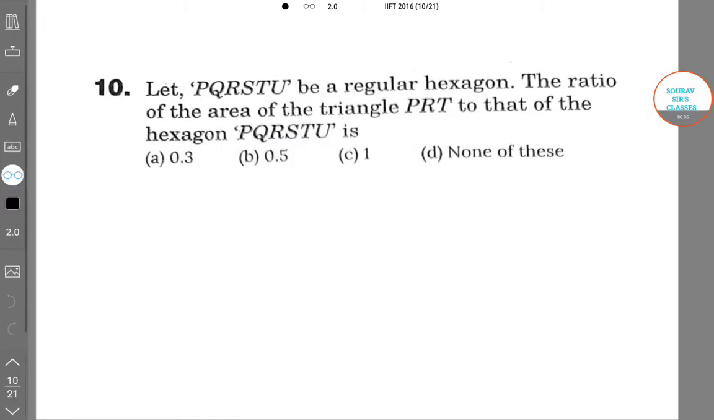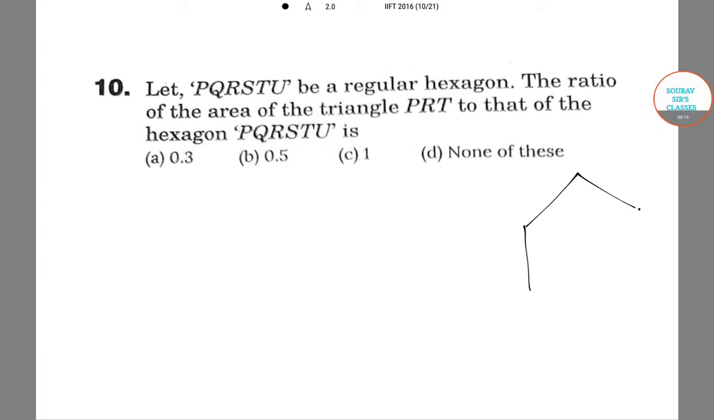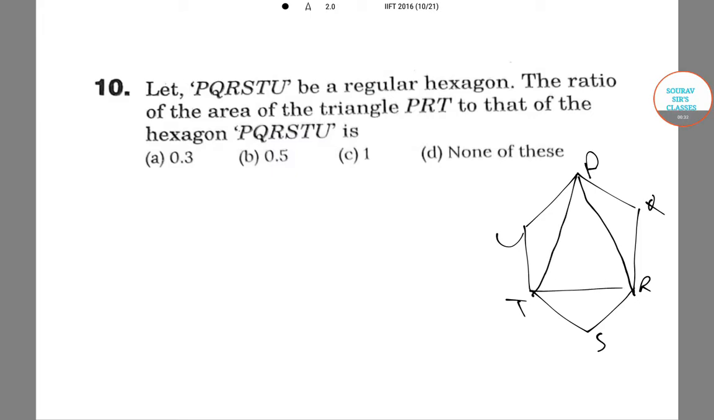The question is, let PQRSTU be a regular hexagon. So, let us draw a regular hexagon. This is PQRSTU. Then the ratio of the triangle PRT, P R and T, to that of the hexagon PQRSTU is.